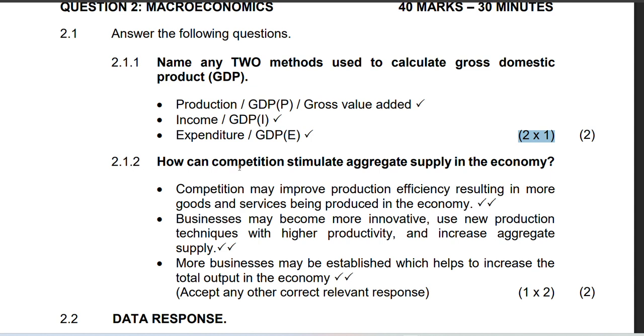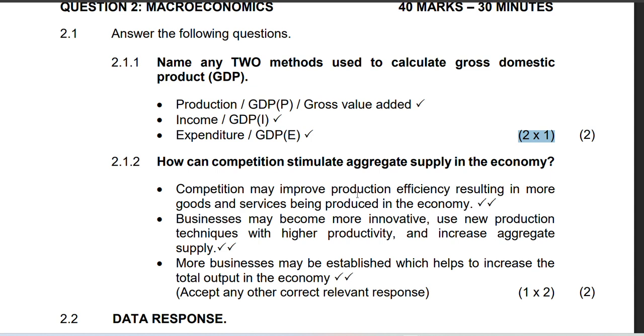2.1.2, how can competition stimulate aggregate supply in the economy? So how is competition assisting in increasing the aggregate supply in the economy? Think of competition. What is competition? Competition means that there is more than one supplier providing the same service or the same product to the consumer. So it is the number of suppliers fighting for the consumers in the market. Now let us read and understand how competition stimulates aggregate supply.